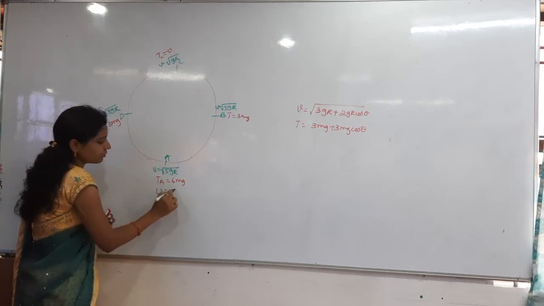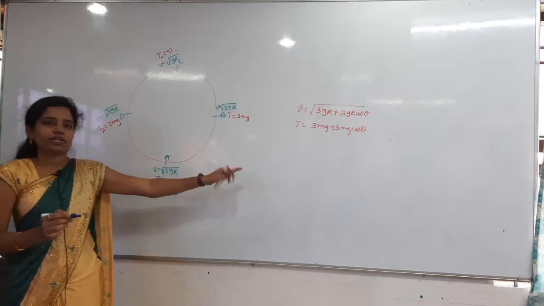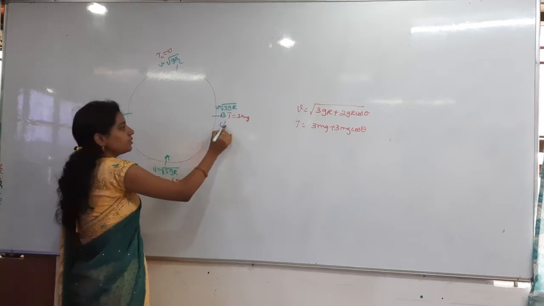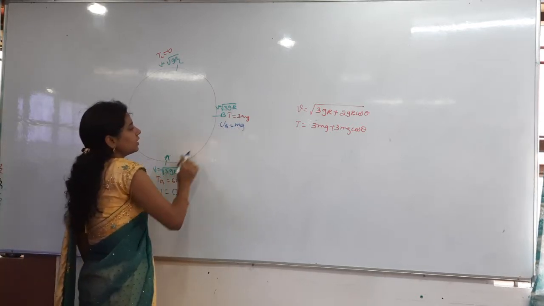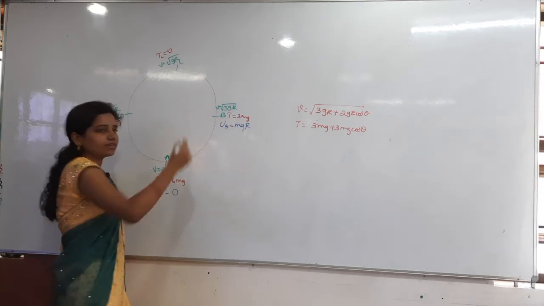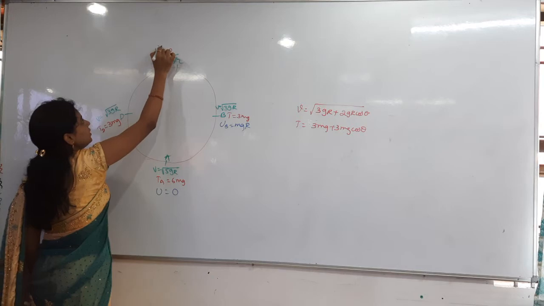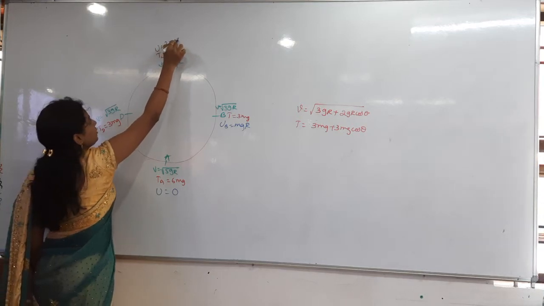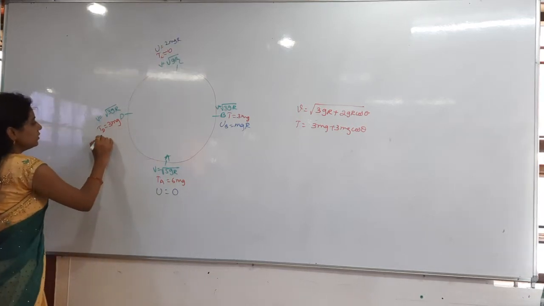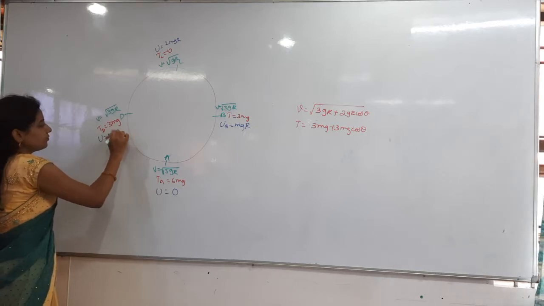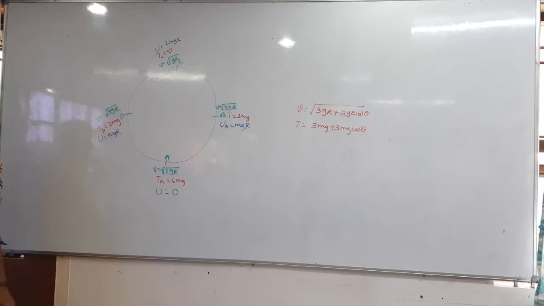U at the point A is how much? 0. Why? Because this is the 0 level, right? Then after that here potential energy will be how much? mg into, what is the height here? R is the height, otherwise L is the height. Anything is correct only. Now here what is the potential energy? 2mgR. Very good. What about here? mgR again. This is about the potential energy we have seen.